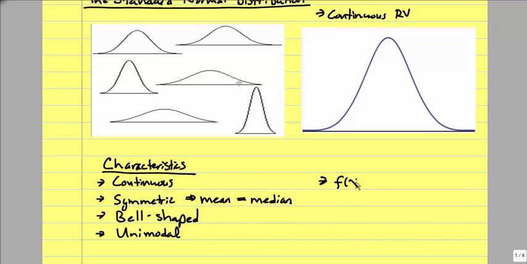Also, f of x is greater than 0. That's just greater than, not greater than or equal to, just greater than 0. What that means is all of this curve, this light blue line right here, is above the x-axis. It never falls below. So all the line is above the axis. It never touches or crosses the x-axis. The tails continue indefinitely in either direction. So again, it never crosses.